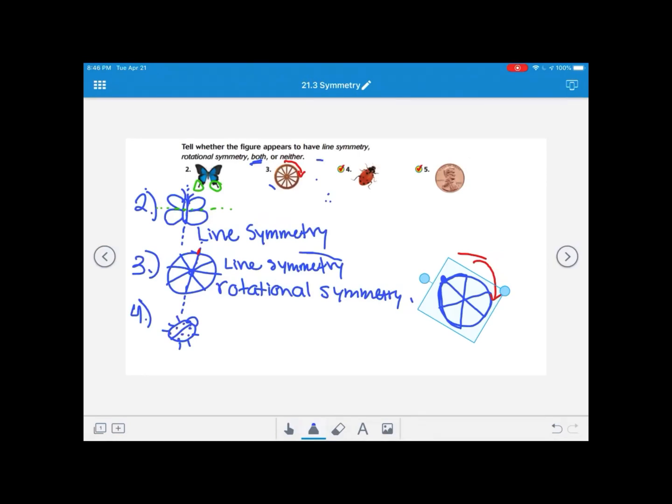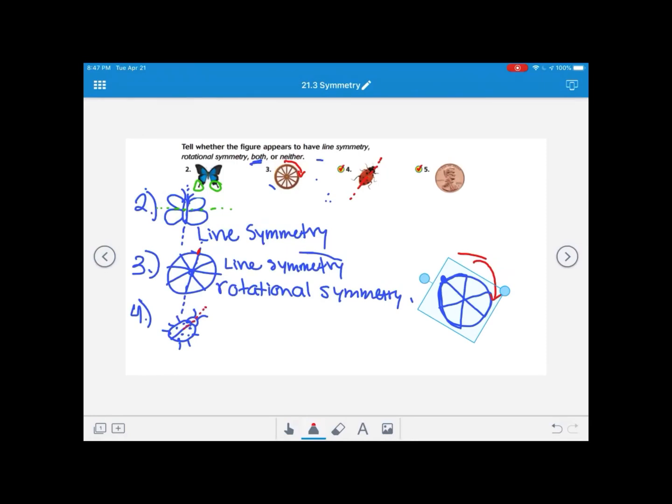It does have some odd spots. So, looking at this ladybug, I'm going to say let's ignore the pattern and let's just look at the shape, okay? If we were including the pattern, we would have to say that it has neither because the dots are different, but let's just look at the shape of the ladybug.